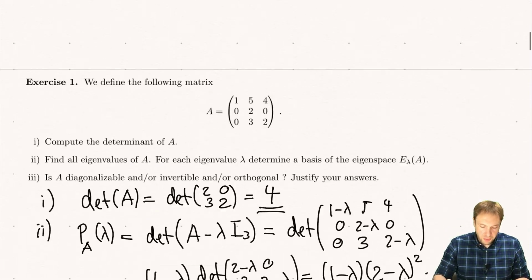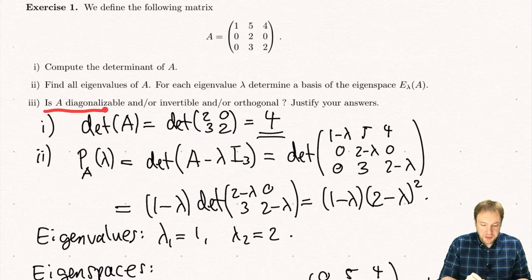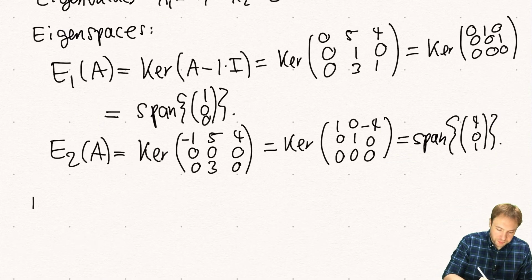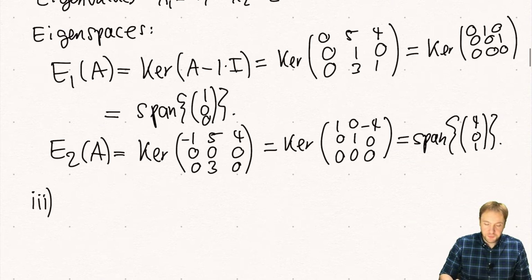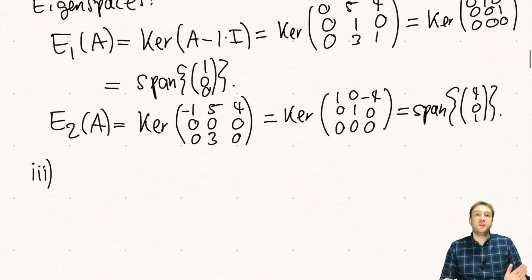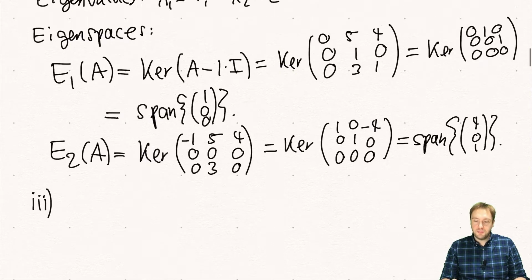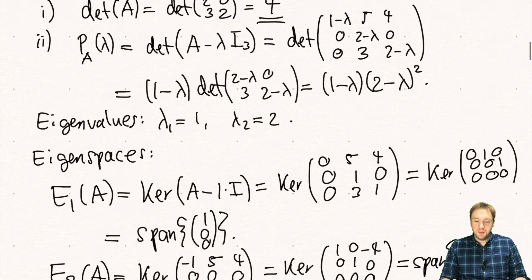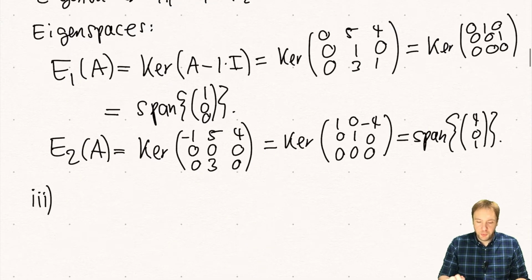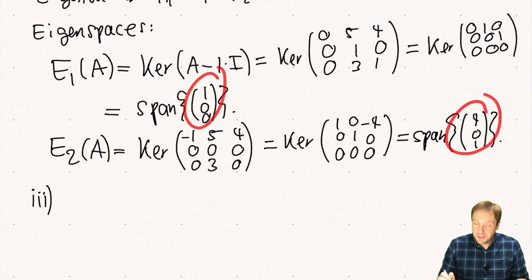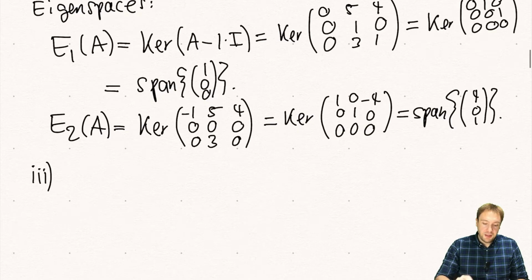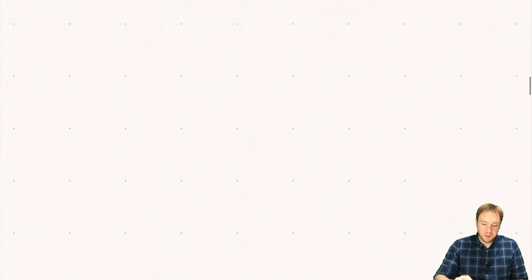And now the third question: is A diagonalizable and or invertible and or orthogonal? So first question, is A diagonalizable? Diagonalizable would mean that we can find a basis made out of eigenvectors. So here in this case our space is three-dimensional, we are in R3, and we just find these two eigenvectors. So we will not find a basis, and more generally we prove the following fact.